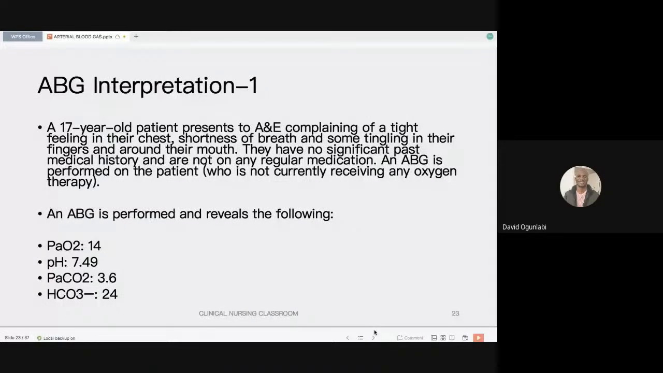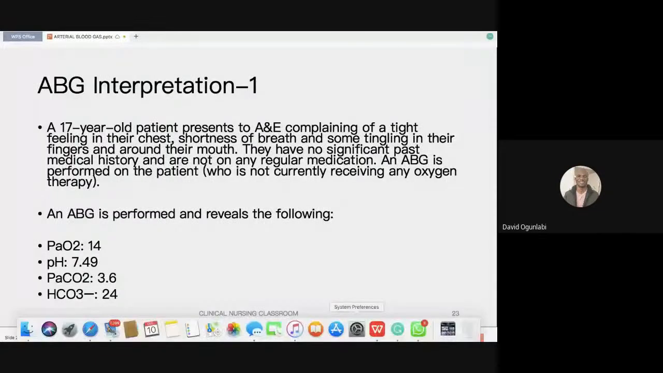I want someone to unmute and tell us, for a PaCO2 of 3.6, what's the normal level of PaCO2? In kilopascal. Don't forget, we are measuring in kilopascal. Can someone tell us the normal value of PaCO2? 4.7 to 6. Thank you. So now look at this PaCO2, 3.6. Will you say this is alkalosis or acidosis? Somebody should help us.